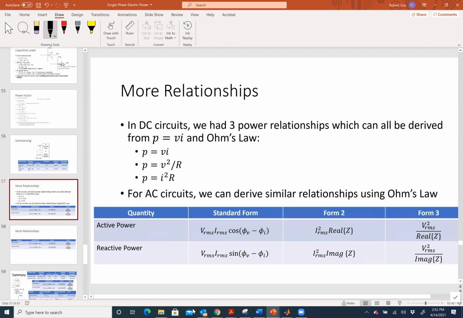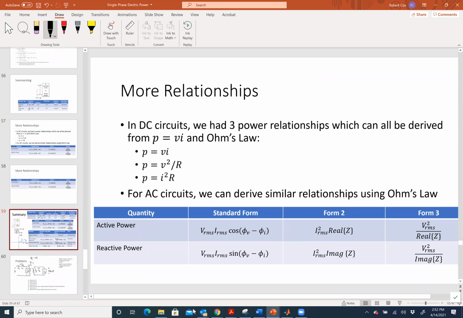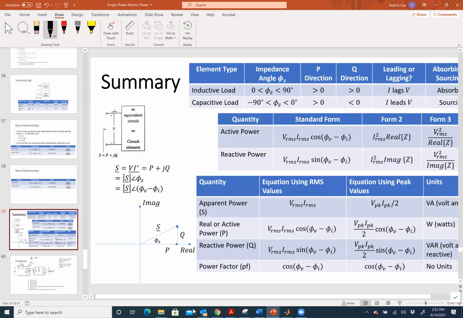And then we can make some other relationships if we need to. I can do some stuff with respect to V squared over R or I squared R, but I'm not going to touch on that today. What I want to point at, to get into some problems, is the key summary of it all right here, this slide.